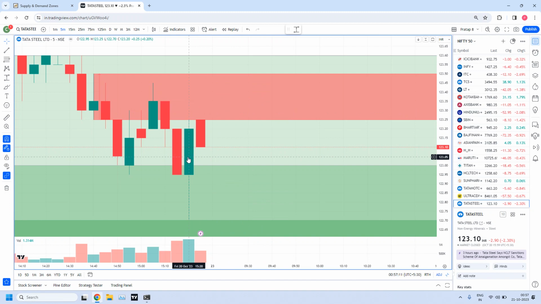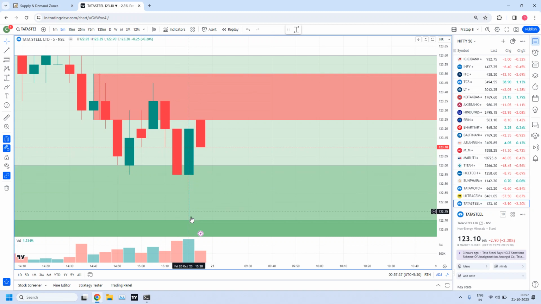Just before the closing hours of the market, do you take intraday trades? Definitely, I won't take. But what to do? Our high liquidity zones are working like that. It doesn't know whether you take the trade or you don't take the trade. It doesn't know whether you are going to take an intraday trade or a short-term trade. But they are doing their job.